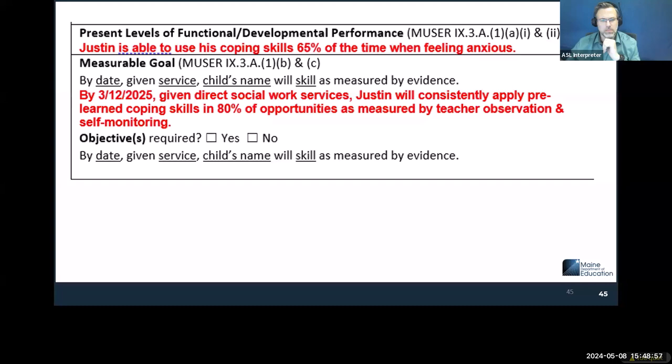Anybody got anything on this one? You're okay with this one, Holly. Good. Thank you for the positive, Holly. I like some positive in my life. Anybody else okay with this one?